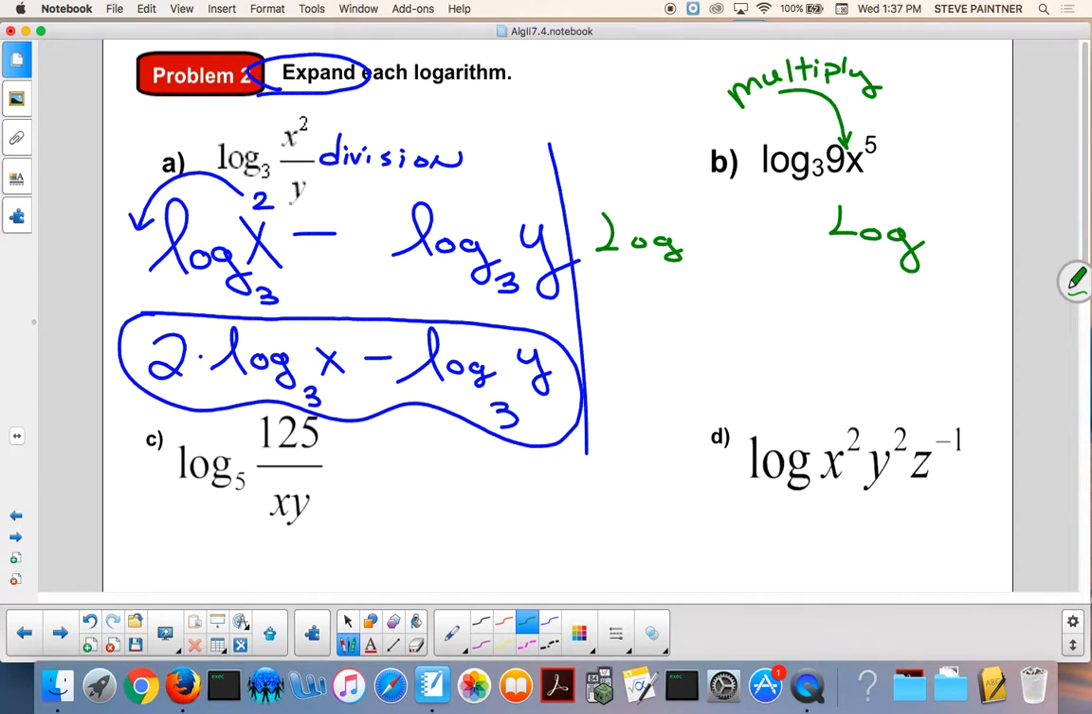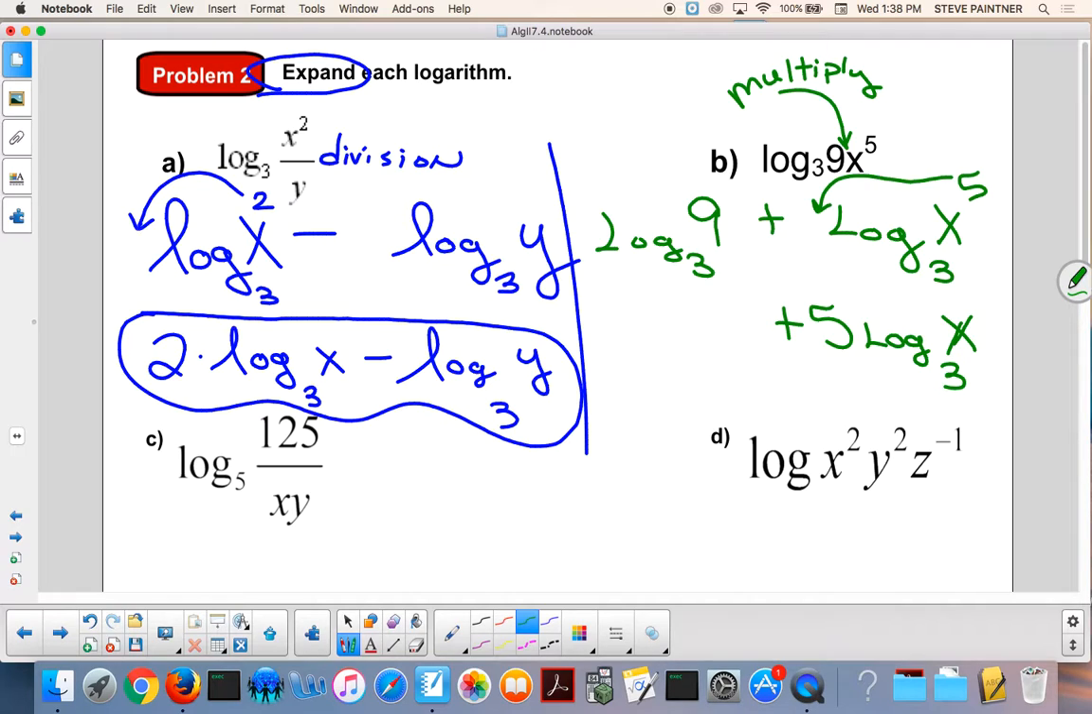I see multiplication. You're thinking what? Addition. Log plus log, right? Okay, first number? Log of 9 base 3. Second number? Log of x to the 5th base 3, right? The only thing I see is probably the power property. I could do this, right? Okay. 5 times log of x base 3.